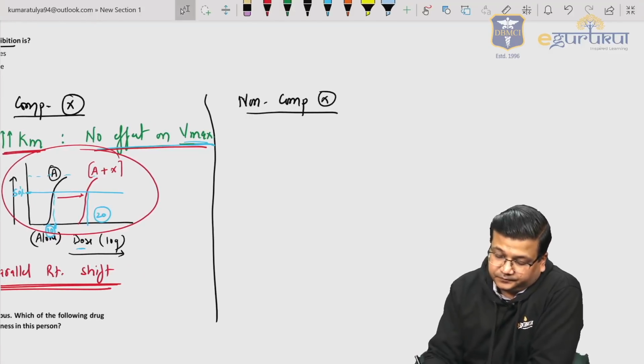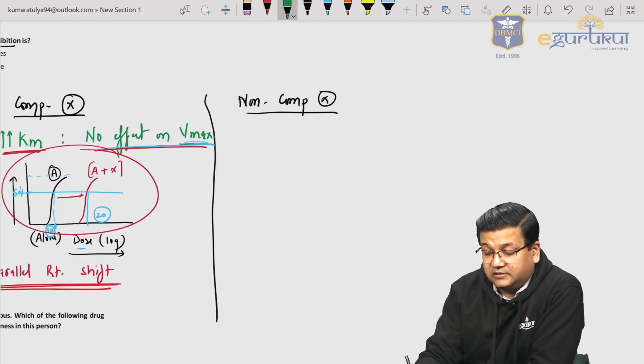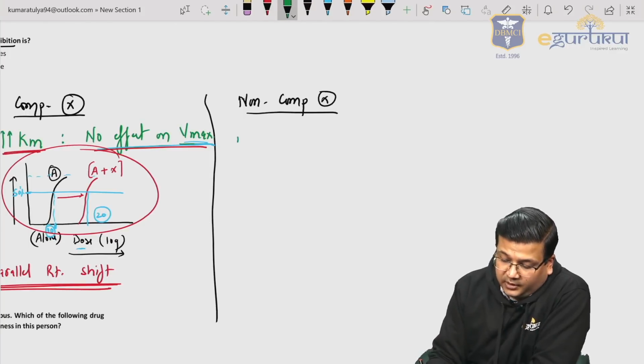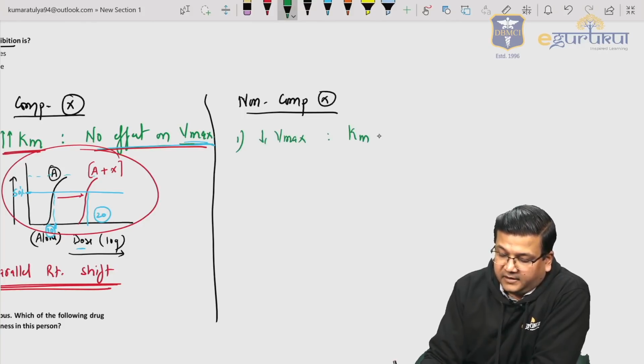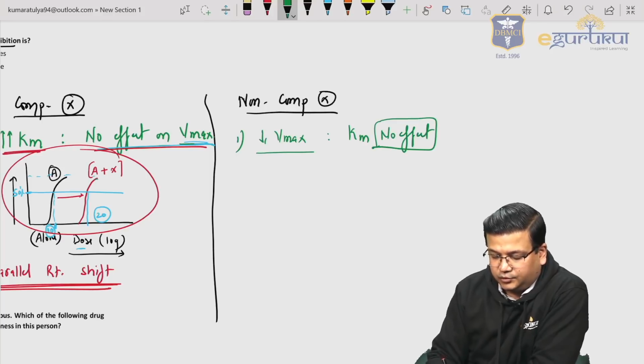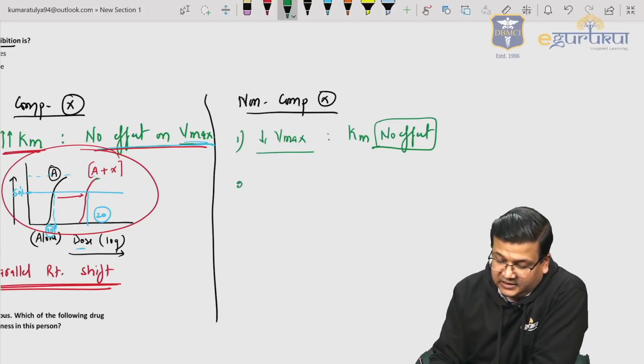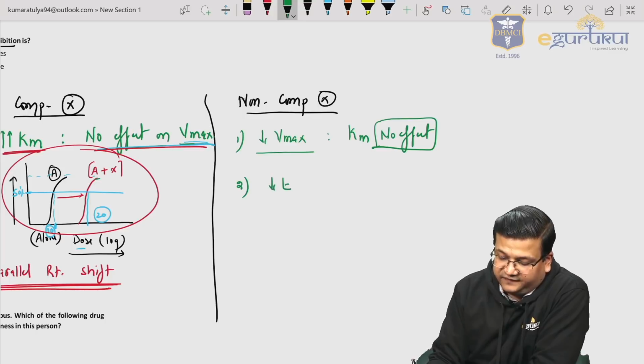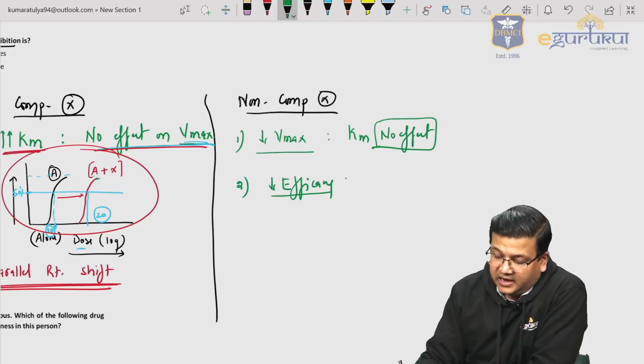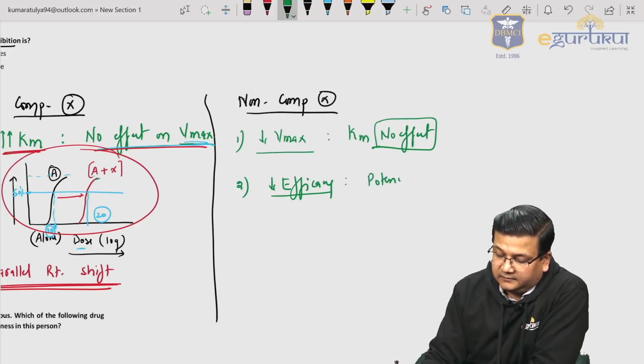Non-competitive antagonist, first let's write what it does. So number 1, it will decrease Vmax and Km no effect. So Km will have no effect, but Vmax will decrease. Vmax, as I have shown you, is the maximum response or the efficacy. So we can say it will decrease efficacy. Efficacy will decrease. Km is the potency, unchanged.